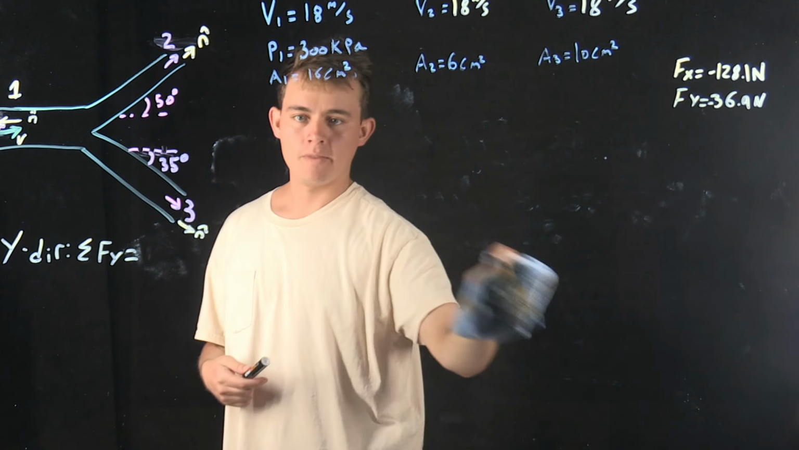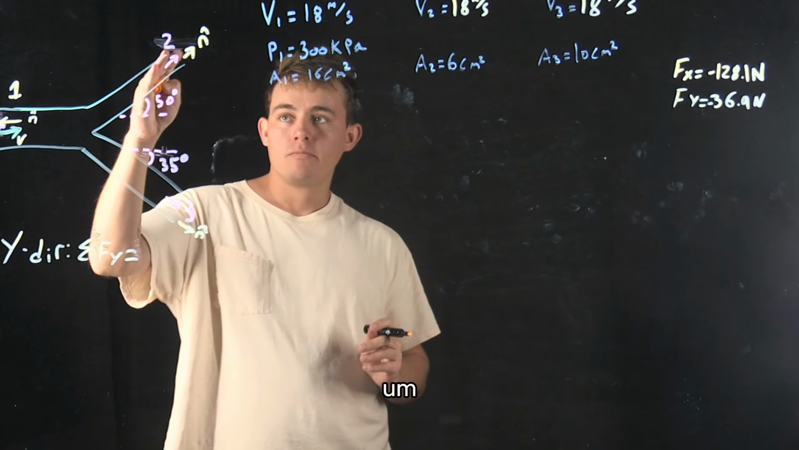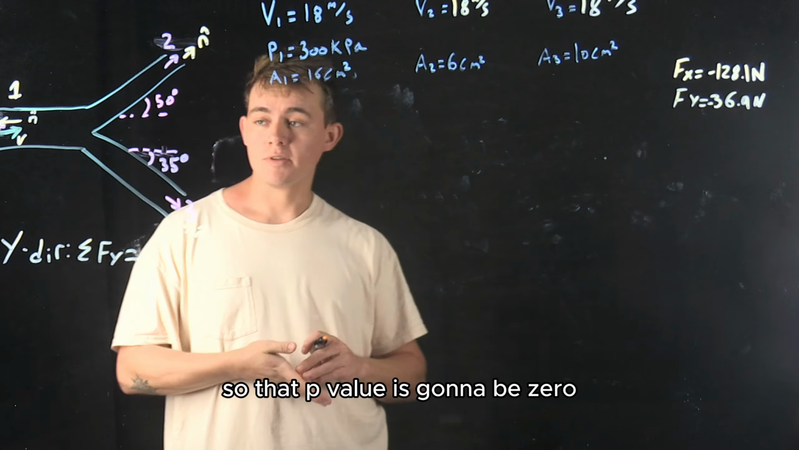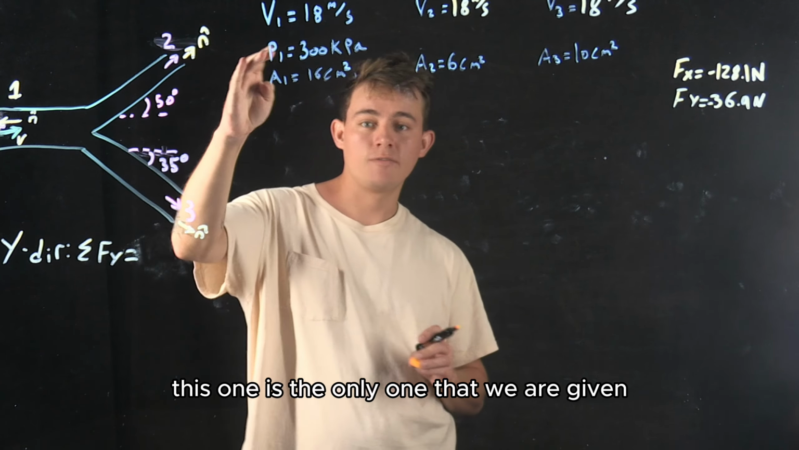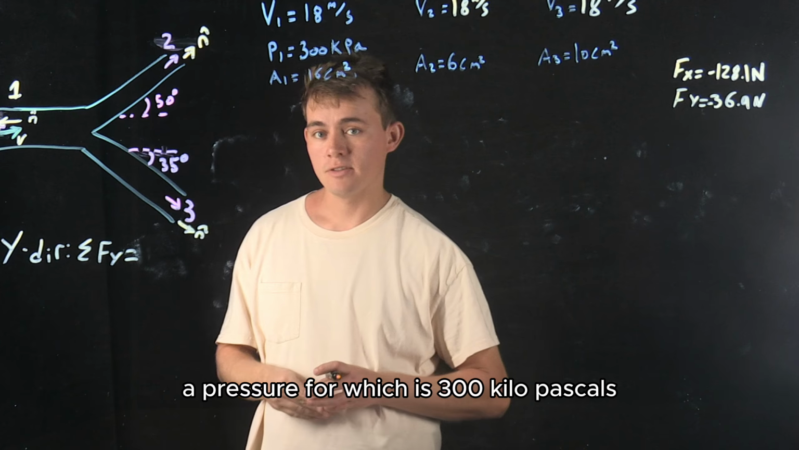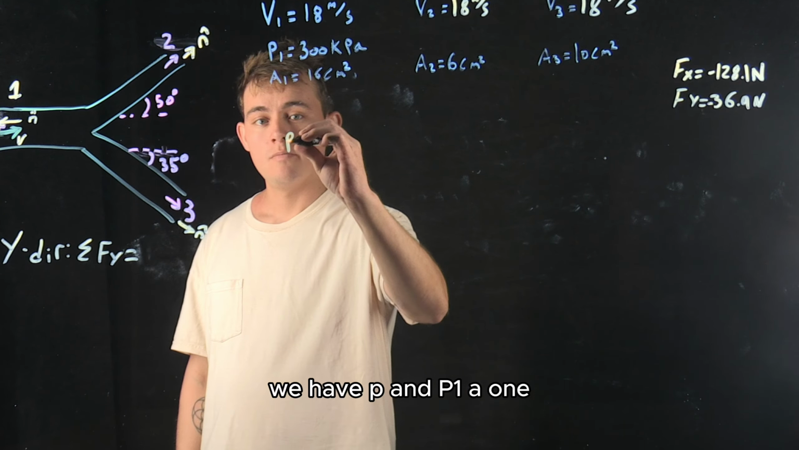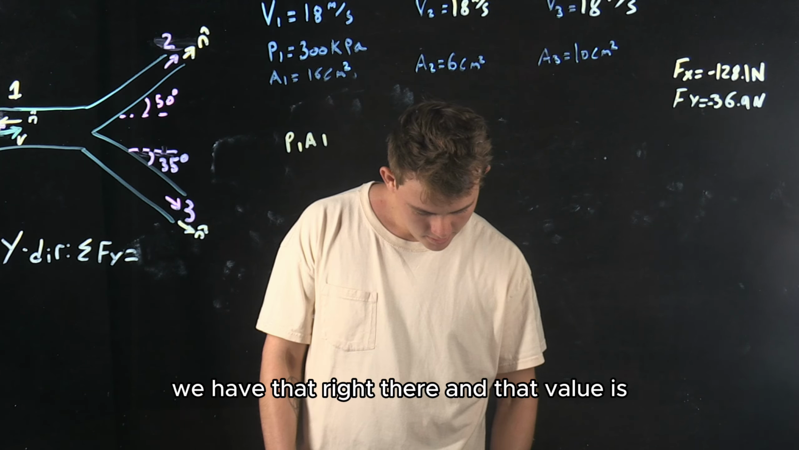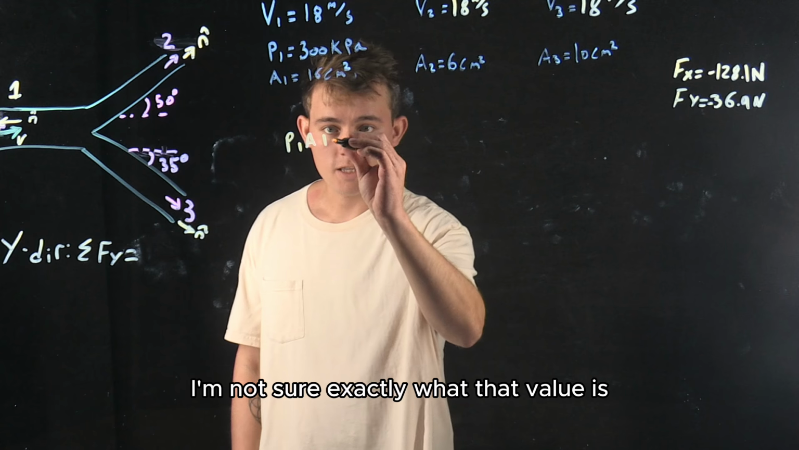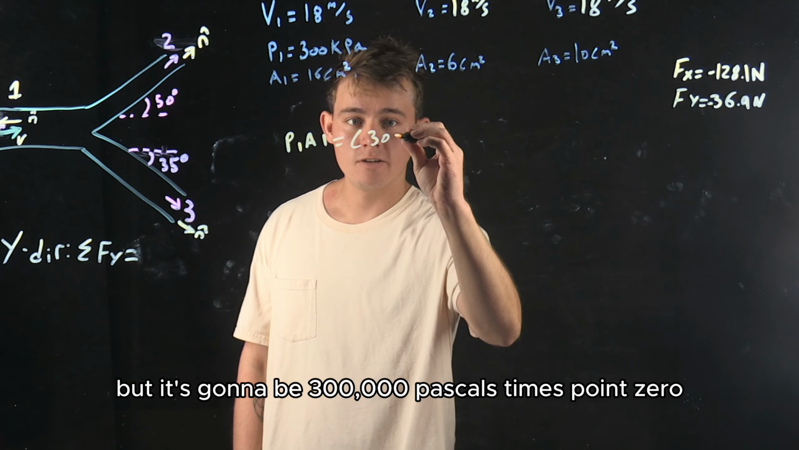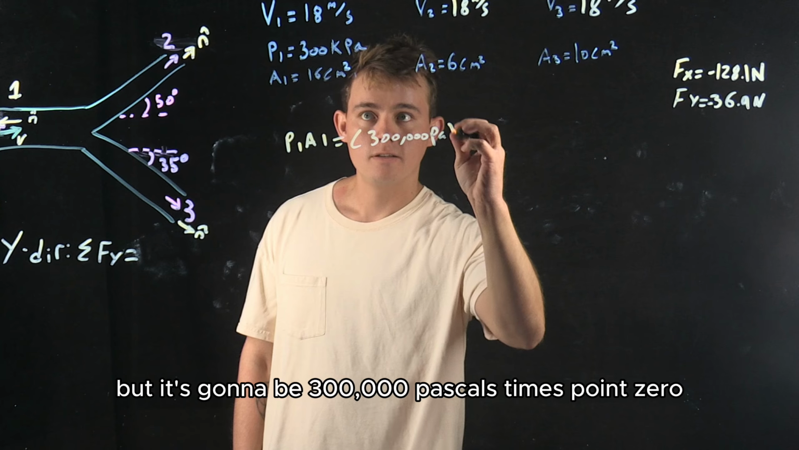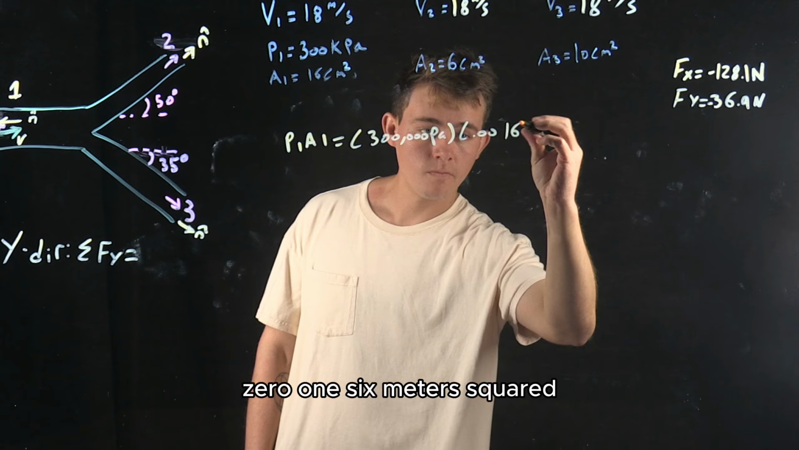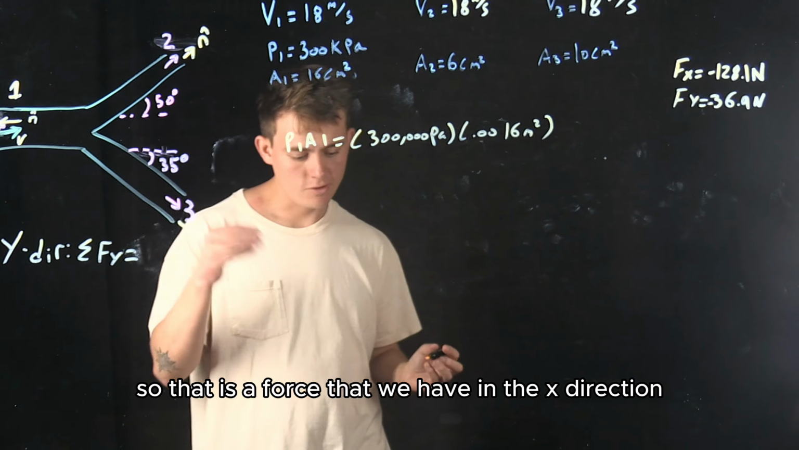Oh, another thing. 2 and 3 are open to atmospheric pressure, so that P value is going to be 0. This one is the only one that we are given a pressure for, which is 300 kilopascals. We have P1 A1 right there. And I'm not sure exactly what that value is, but it's going to be 300,000 pascals times 0.0016 meters squared. So that is a force that we have in the X direction.